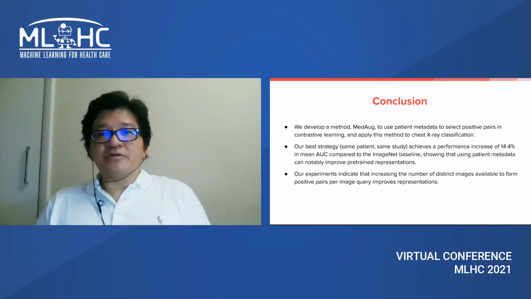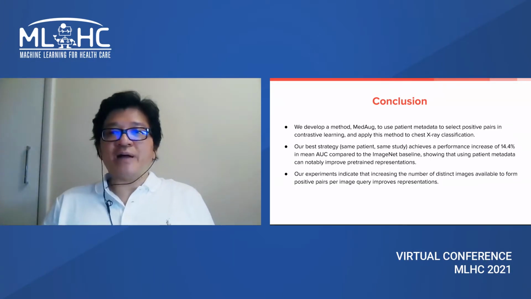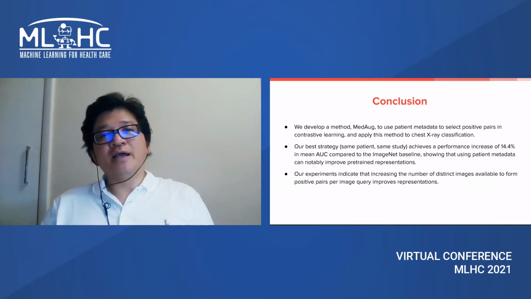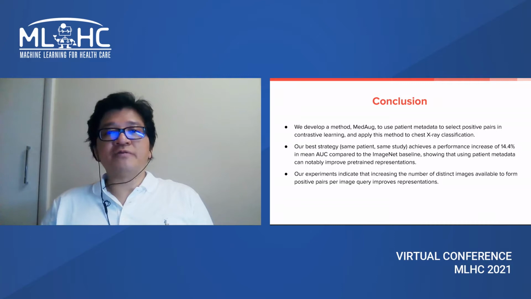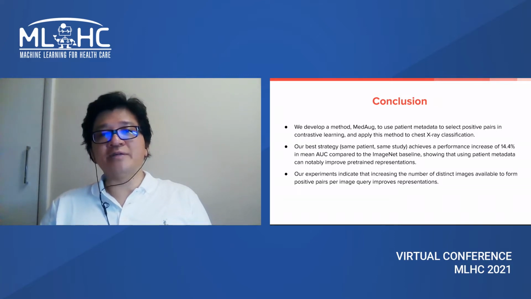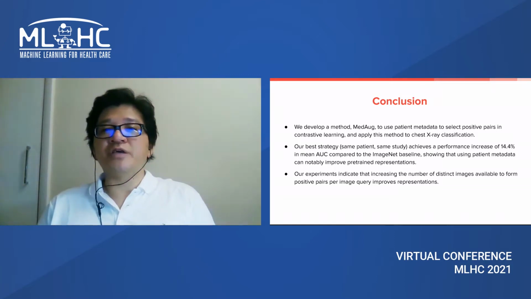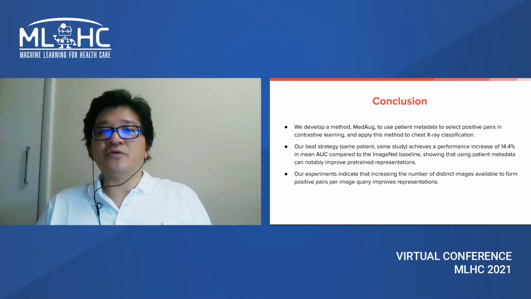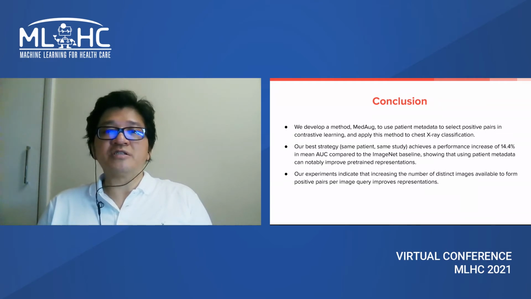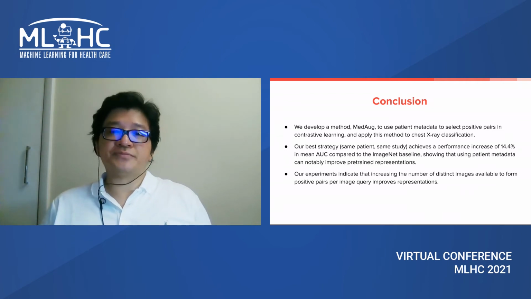We developed a method to use patient metadata to select positive pairs in contrastive learning and apply it to chest X-ray classification. Our best strategy achieved a performance increase of 14.4% in mean AUC compared to the ImageNet pre-trained baseline, showing that using patient metadata to form positive pairs can notably improve pre-trained representations. Our experiments also indicate that increasing the number of distinct images selected to form positive pairs may improve pre-trained representation.